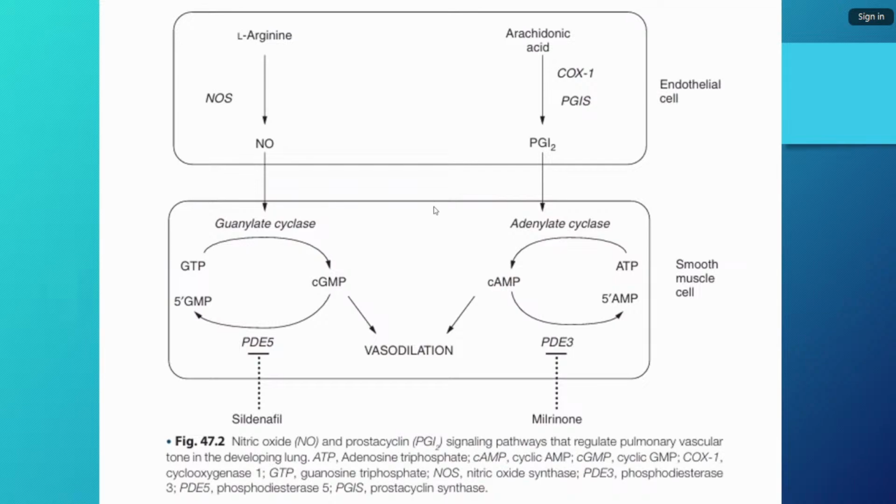Now, the arachidonic acid prostaglandin pathway. Here, cyclooxygenase 1 enzyme acts on arachidonic acid to produce prostaglandin I2. It activates adenylyl cyclase to increase cAMP in vascular smooth muscle cells, which leads to vasodilatation. So here also PDE3 catalyzes cAMP. So if we inhibit this by milrinone, it can help in PPHN treatment.